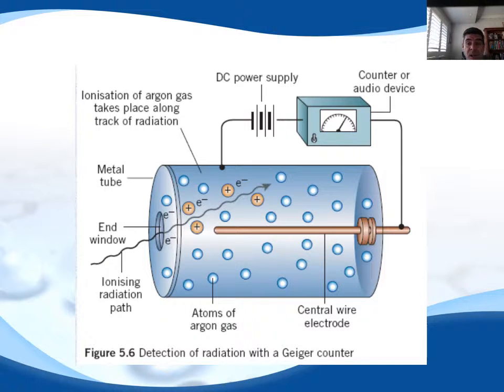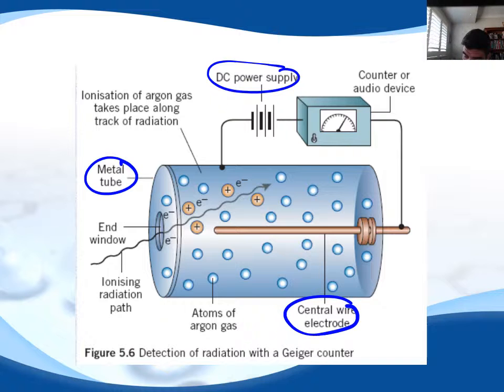This is a bit of an overview, a bit of a schematic of a Geiger counter. So you can see we have our metal tubing on the outside. We have our power supply, which is going to create a difference in potential between the central electrode here and the metal tube at the outside. And you can see the argon, which is the particles of gas that are present inside the tube.